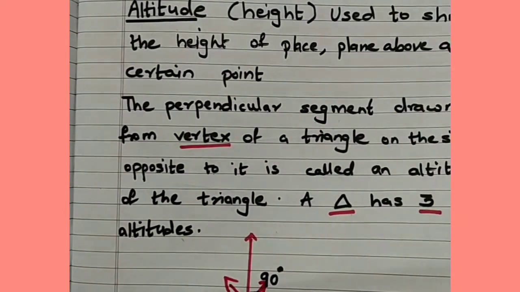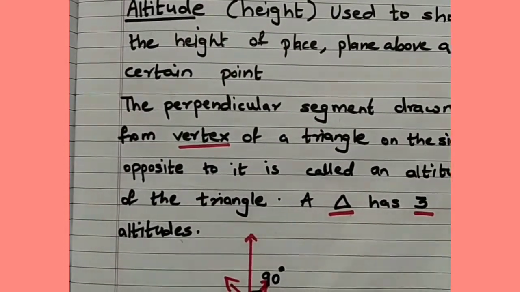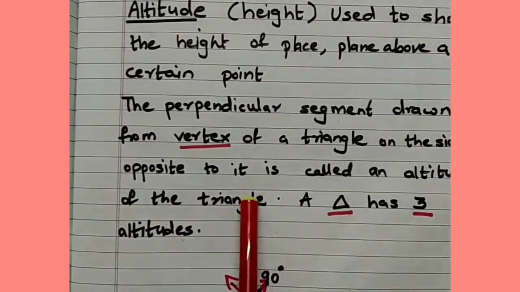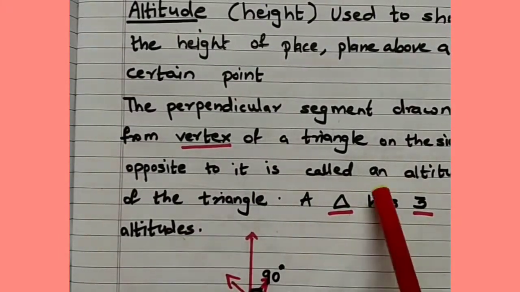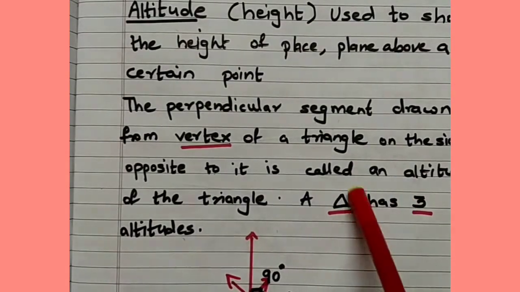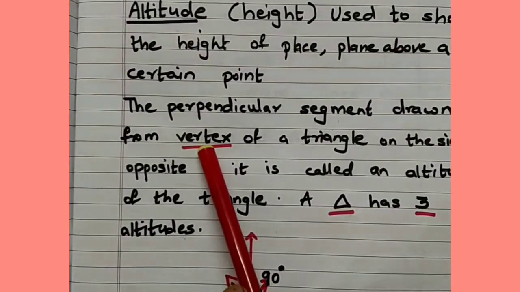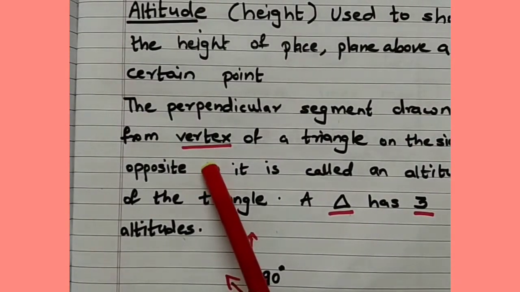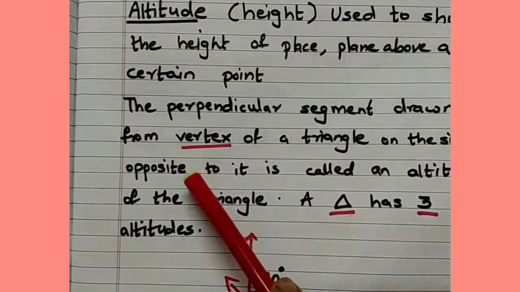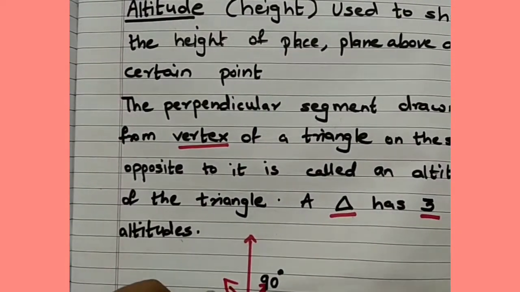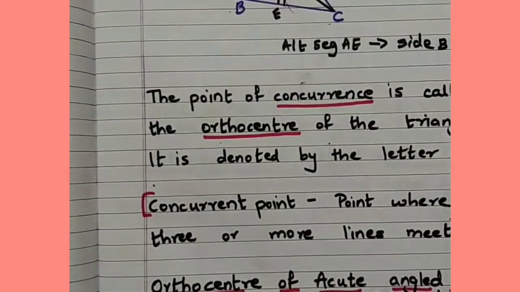So like there are three angle bisectors and three perpendicular side bisectors, in the same way there will be three altitudes in a triangle. See here, a triangle has three altitudes. Now instead of writing triangle every time, we use this sign for triangle. Then vertex is the point where the two sides of a triangle meet. So there are three vertices. In plural it is known as vertices, singular we call it a vertex. Now let us go to the next point.